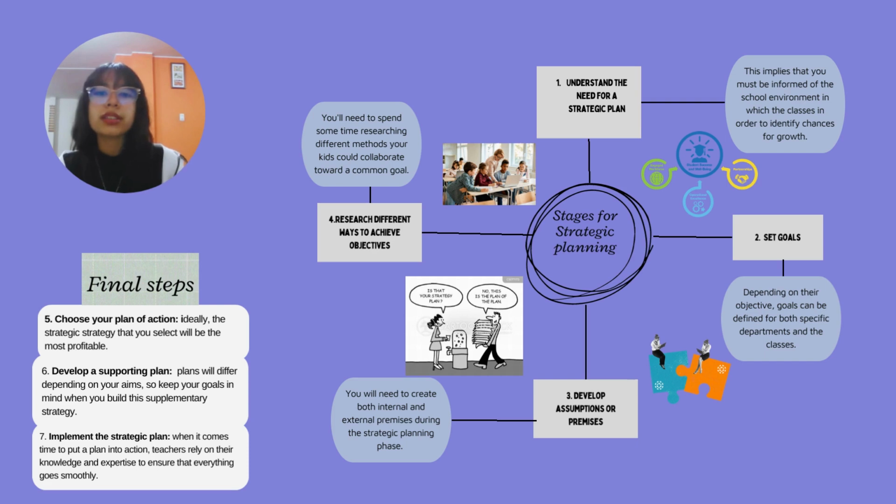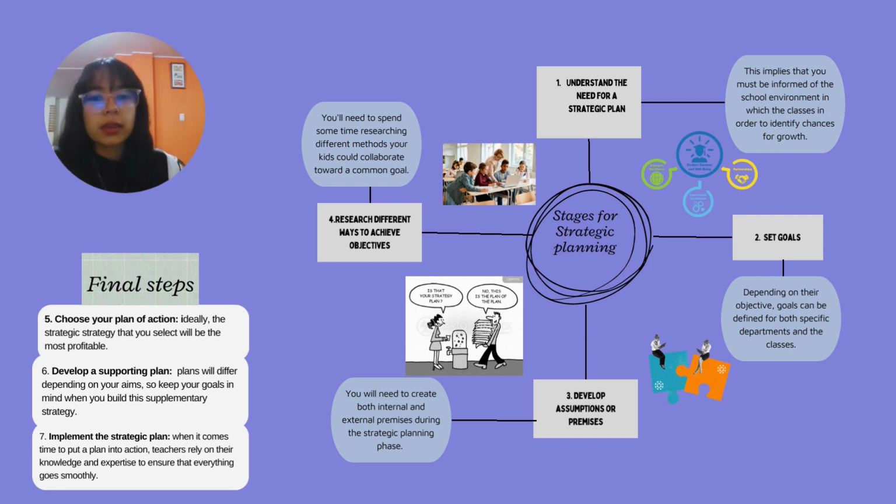Today I'm going to talk about the stages of a strategic plan. The first one is to understand the need for a strategic plan. In this one, we can identify what needs the school has. The second is to set goals. We need to define the objectives and get the goals.